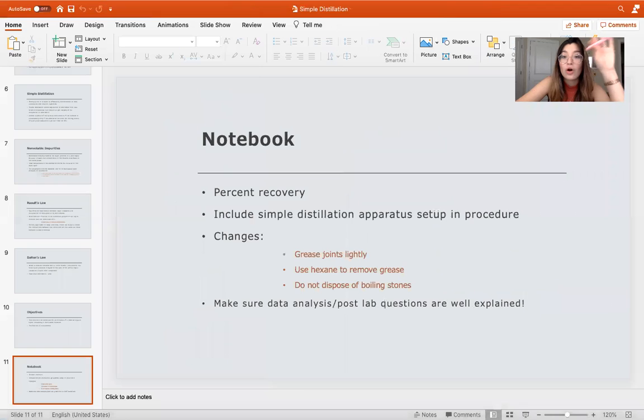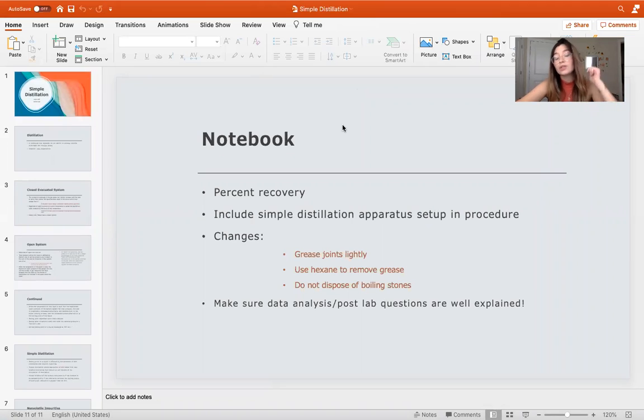And that's pretty much all I have for you guys. If anybody has any questions about this lab, please let me know. You can use this as a resource. You can study this for your quiz, and that is completely fine with me. Just make sure, like I said, to include the simple distillation apparatus setup in your notebook, either in procedure or in your data, wherever you want to include it. And that is pretty much it. Make sure you answer your post-lab questions. Super important. Answer them. Don't forget about them.